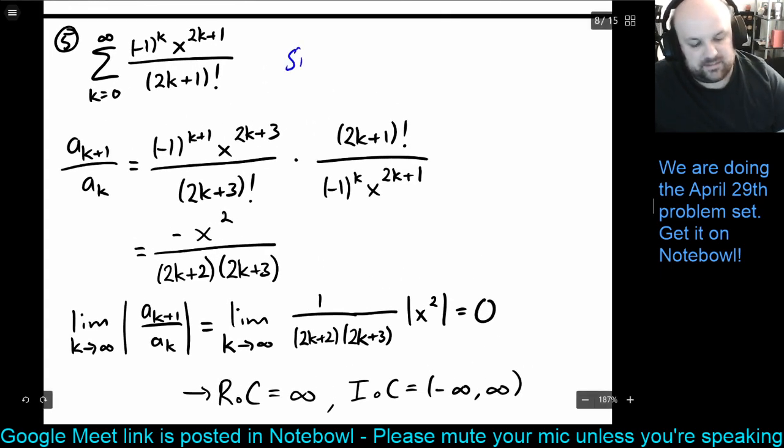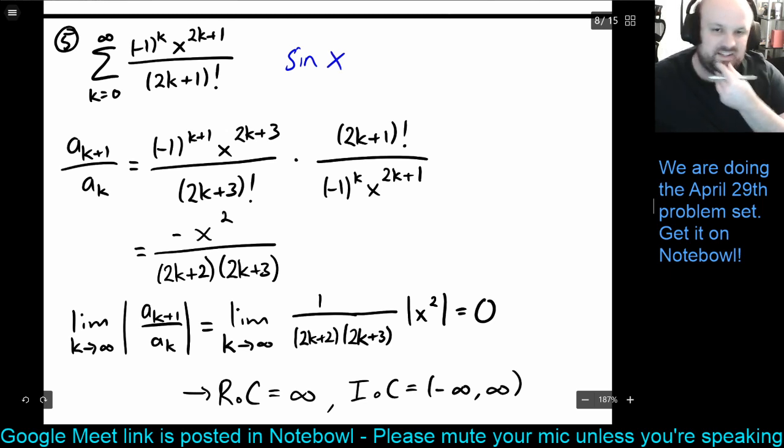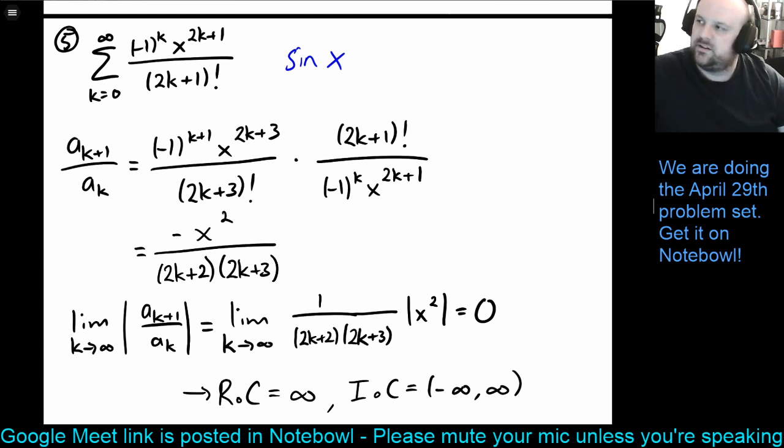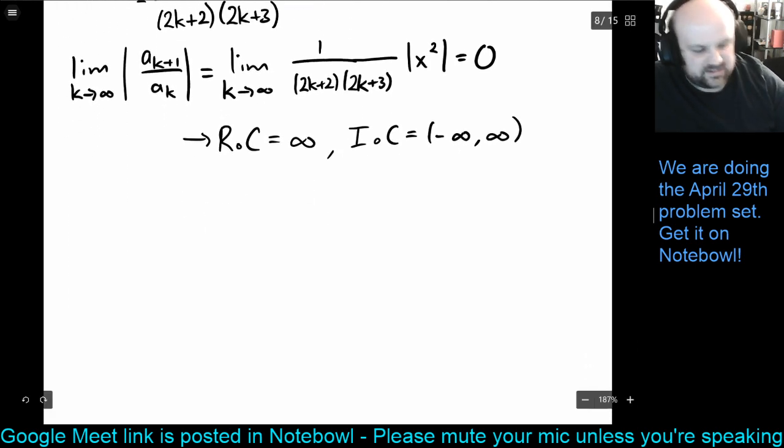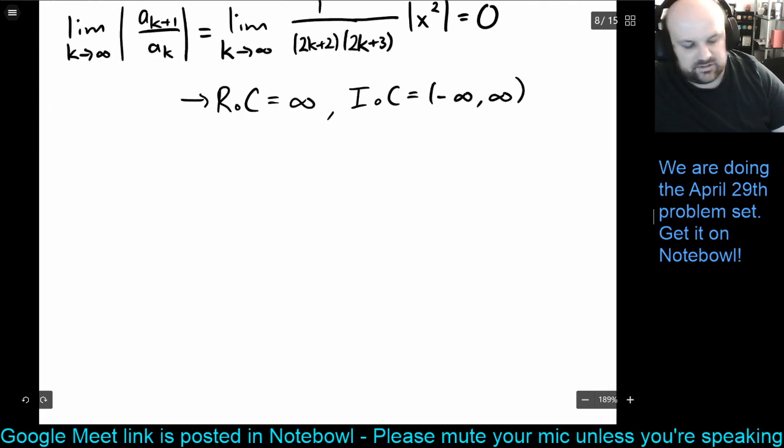By the way, this was the Maclaurin series for sine of x. So it's saying that the Maclaurin series for sine of x is valid no matter what x value we put in. Cool. So let's look at number 6, because that's an interesting one here.